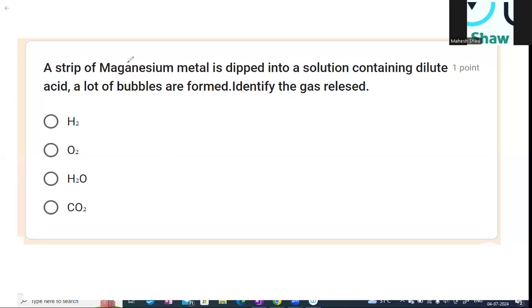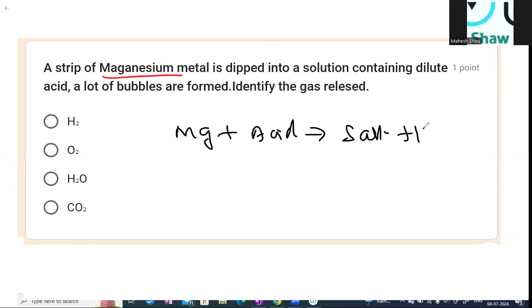The next MCQ says a magnesium strip or a metal is dipped into a solution of dilute hydrochloric acid. We know that magnesium is a metal, and it reacts with an acid, any dilute acid, it doesn't make a difference. A metal reacts with an acid to give salt, and hydrogen gas is produced. So we need to identify the gas here. Clearly the colorless and odorless gas in this case is hydrogen.